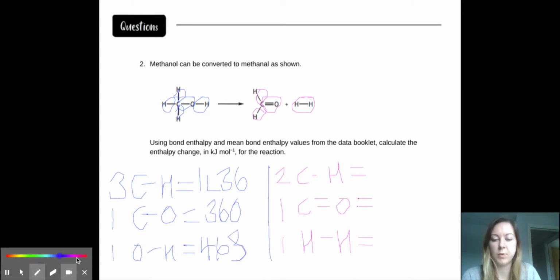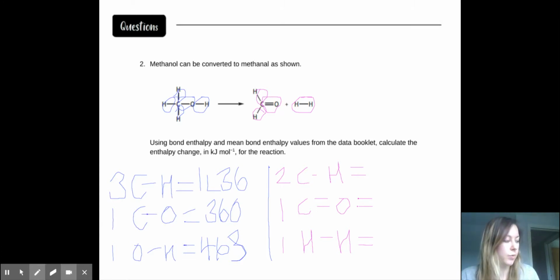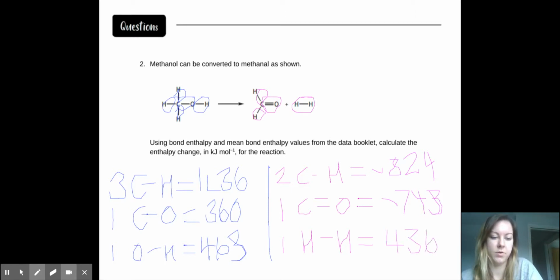On the right hand side, remember, we have negative numbers. These bonds are forming, so we're getting energy released. Again, carbon to hydrogen is 412, multiplied by 2 gives us 824. We're going to have negative 824 for that. A carbon double bond oxygen is 743, so we've got negative 743. And a hydrogen to hydrogen, we have 436. 436 with a negative.